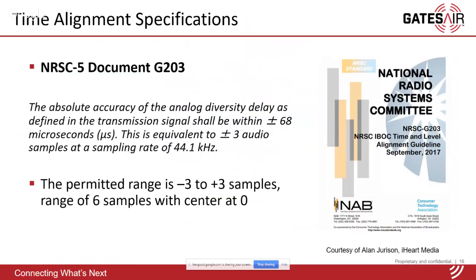So as I mentioned, the NRSC back in 2017 and 2018 came up with a document, G203. And I encourage you to download this document. You should be able to search for it through Google. If you can't find it, drop me an email and I'll be happy to send you a link to it. But this paper outlines best practices to keep your analog and digital locked together, and through various tests that a bunch of the engineers in the field who participated did, they came up with a spec that the sample should be kept to plus or minus 3 samples between the analog and digital, which is very tight, and which is one of the reasons we decided we wanted to put that tuner in the box to try to maintain that specification.